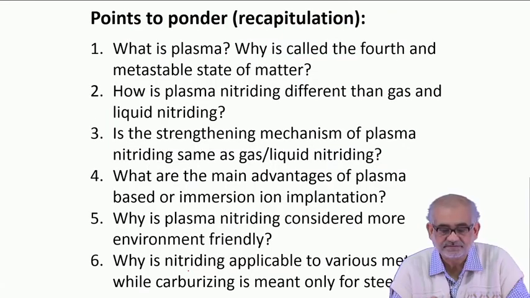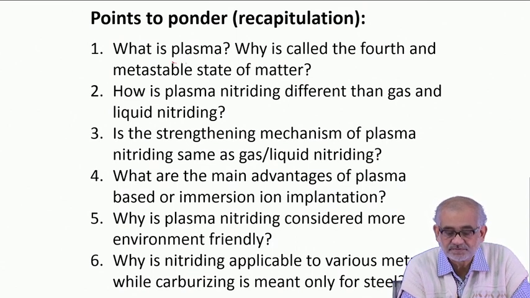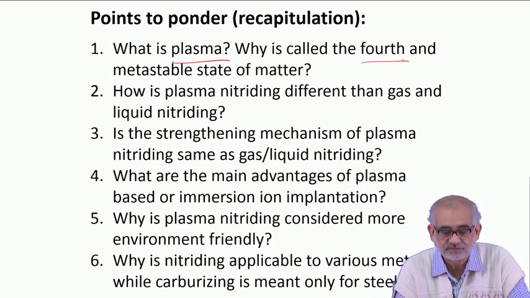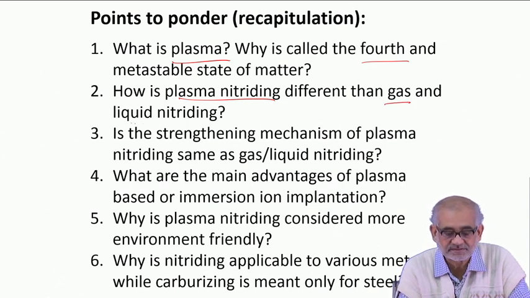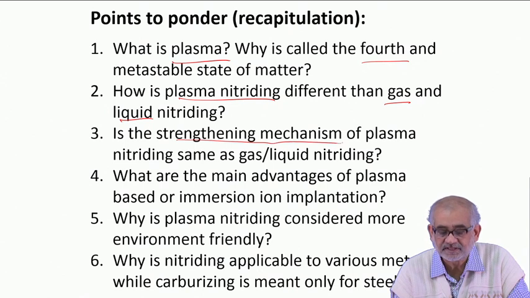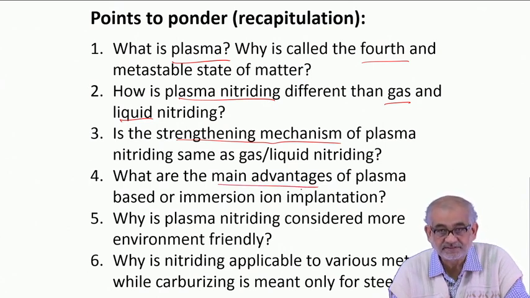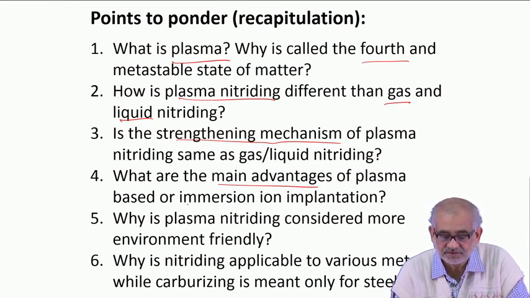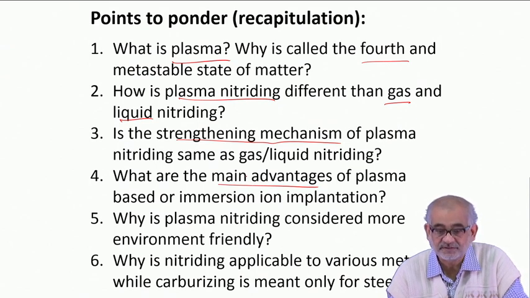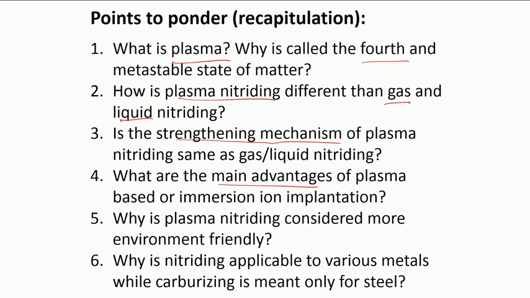So we should now try and recapitulate the whole exercise. We learned what is plasma. We understood why it is called the fourth and the metastable state. We understood what is plasma nitriding and how it differs from the so-called gas or liquid nitriding. We realized that the strengthening mechanism is identical to that in other forms of nitriding. The main advantages, we had a very nice comparison between gas nitriding and plasma nitriding. And we also realized that plasma based or immersion ion implantation offers us a non-line of sight process of implantation, and hence it is a very huge advantage. This is environment friendly plasma nitriding because of the lack of emission of NOx or greenhouse gases.